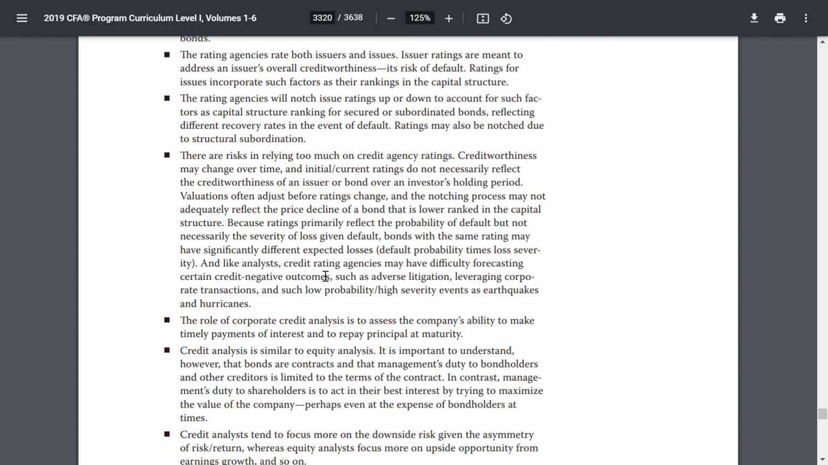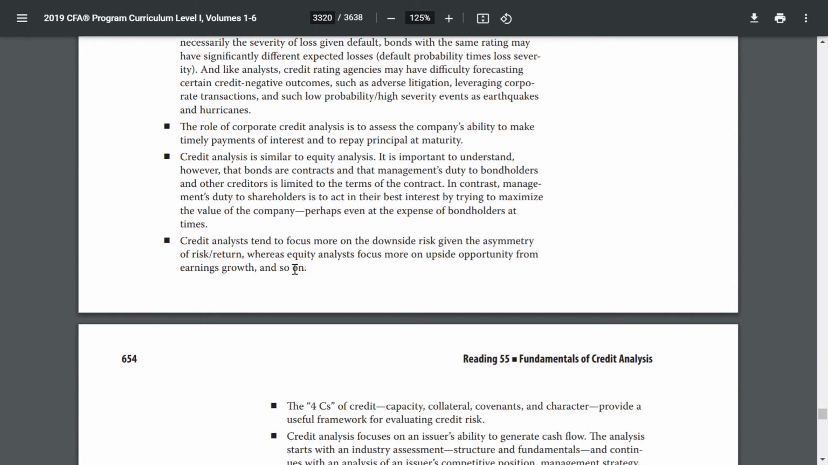Okay, the role of corporate credit analysis is to assess the company's ability to make timely payments of interest and to repay principal at maturity. Credit analysis is similar to equity analysis, but it is most important to understand that bonds are contracts, and management's duty to bondholders and other creditors is limited to the terms of the contract. In contrast, management's duty to shareholders is to act in their best interest, trying to maximize the value of the company, perhaps even at the expense of bondholders at times.